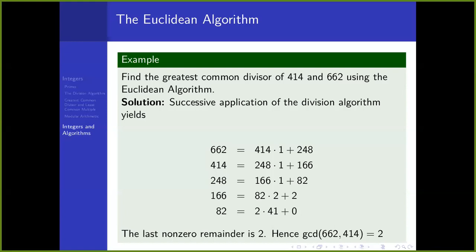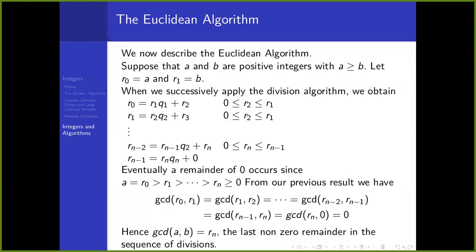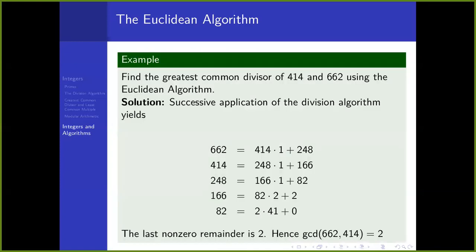So this process is the same process that is described in an abstract way in the previous slide. That same process is what we're applying to the two numbers, 662 and 414. So by now it should be making at least some sense, if not complete sense.